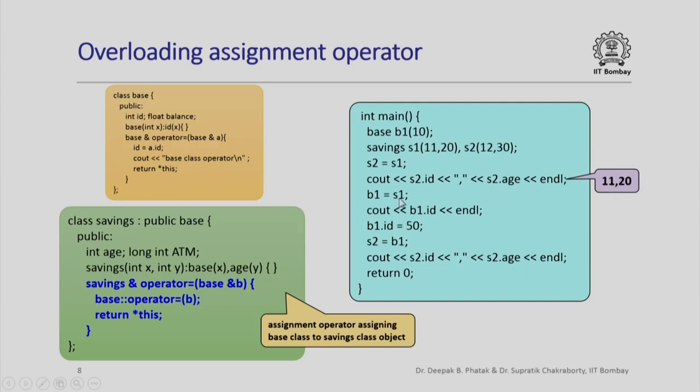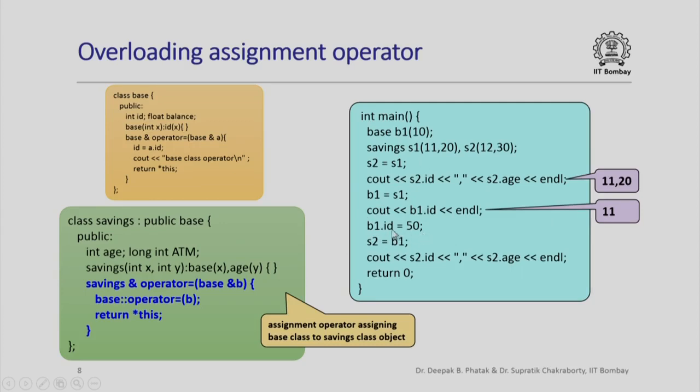What happens here? Here I am taking an object of the savings class and assigning it to an object of the base class. Since an object of the savings class can also be viewed as an object of the base class, this assignment operator of the base class is going to get invoked. So it will take the ID of S1 and assign it to the ID of B1, and it will also print the statement base class operator, and then when this statement is executed, it will also print the ID of B1, which is now the ID of S1, and the ID of S1 is 11.